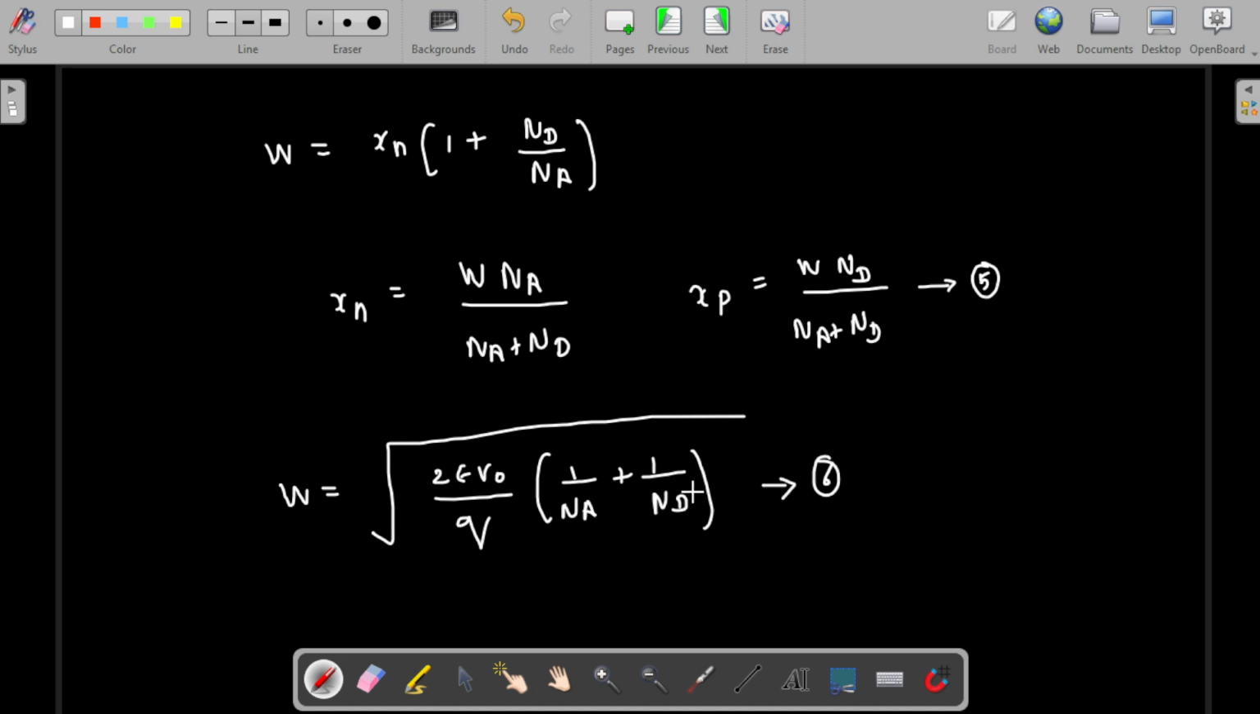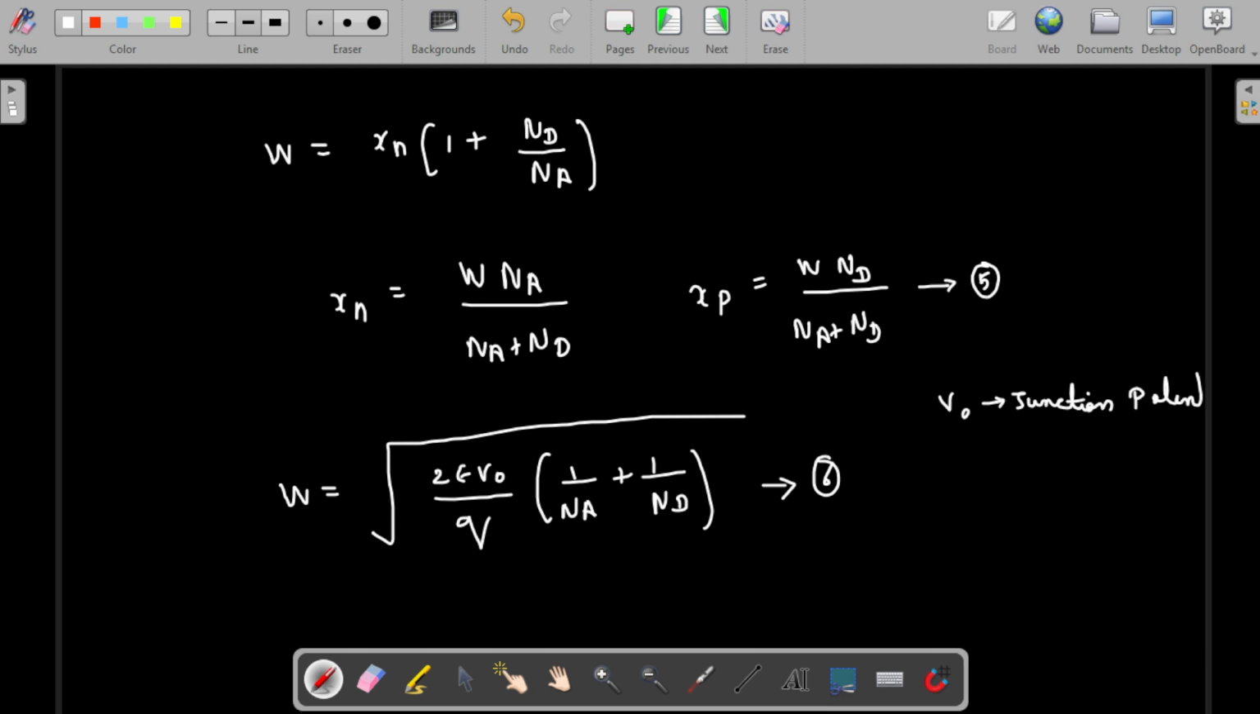So this is how the depletion width will depend on the concentrations Na and Nd and the depletion potential V naught. I hope it's understood for you guys. So this V naught is the junction potential. V naught is the junction voltage or junction potential. So we have found that one.